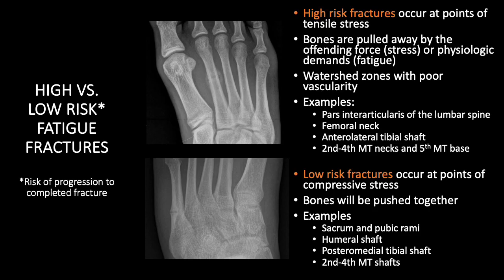High-risk fractures occur at points of tensile stress. So bones are pulled away by the offending force or physiologic demands. These usually occur in watershed zones with poor vascularity. Low-risk fractures occur at points of compressive stress, and in this case, bones will be pushed together. Low-risk fractures have a risk of progressing to completed fractures.